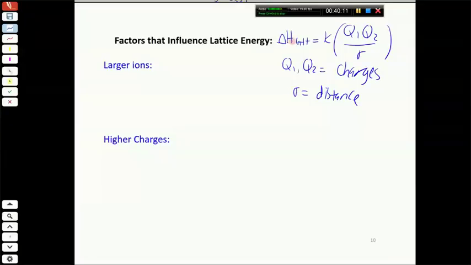And as I said, we're not going to calculate lattice energy in this way. We're going to use this concept to compare lattice energies of two different compounds. So there's two parts, as we said. There's larger ions and there's higher charges.